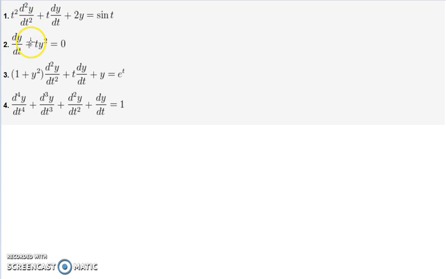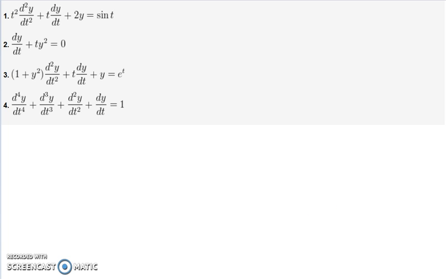Your highest degree derivative here is the first, which means that you're going to be first order for this equation. Now let's look at the third one. You again have a second derivative and a first derivative. Therefore, your highest derivative is the second, so it's second order. Now let's look at the fourth. Your highest derivative is the fourth, so you're fourth order.